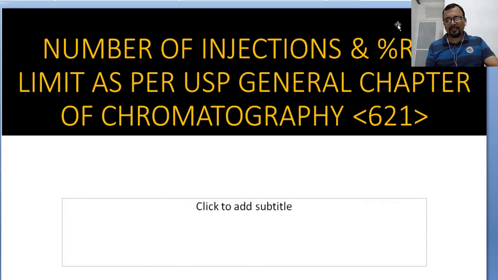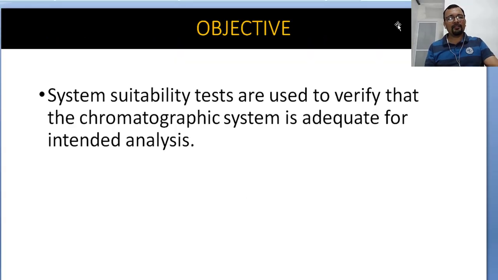To understand this, we need to visit the chromatography general chapter, that is 621, given by the USP. As per this general chapter number 621, the system suitability needs to be evaluated to understand whether the system that you are going to use for analysis meets the intended purpose. And you can evaluate the system suitability based on the repeatability by injecting replicate injections of the reference solutions and then by evaluating the percent RSD.